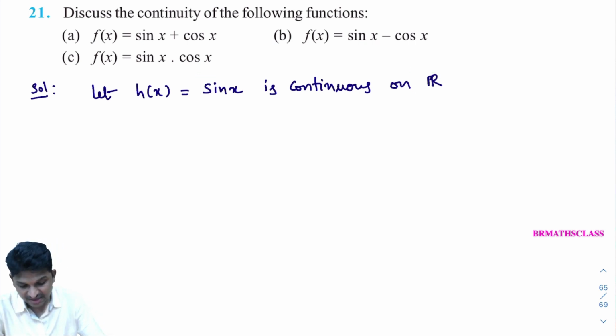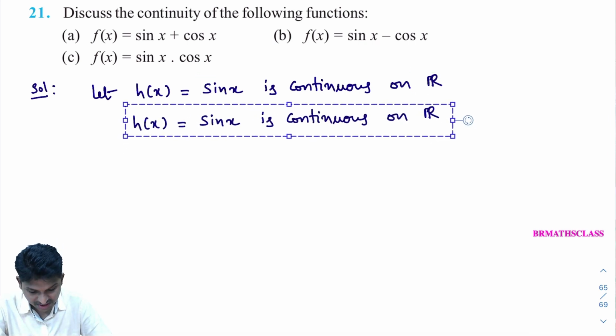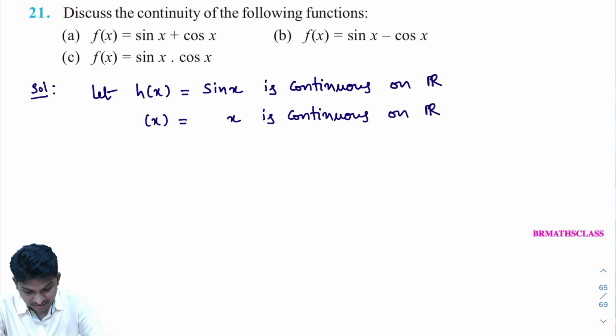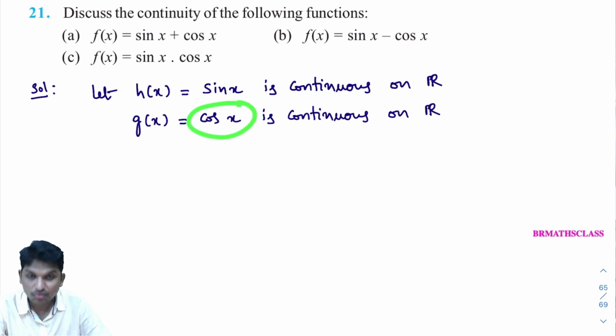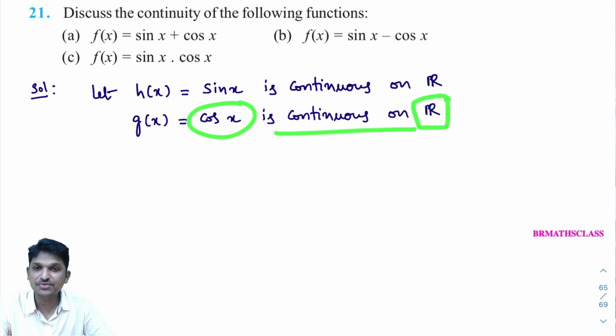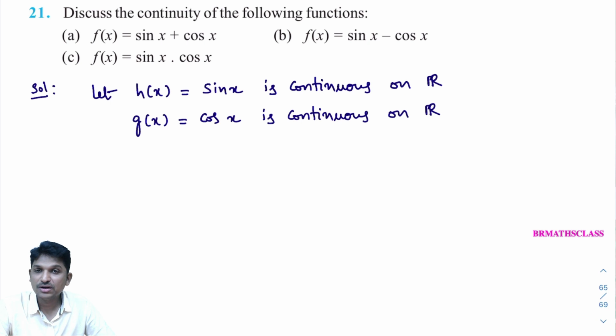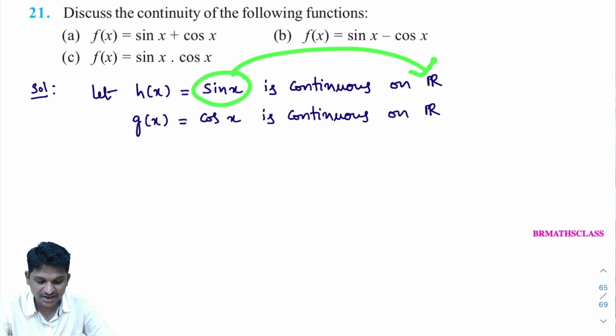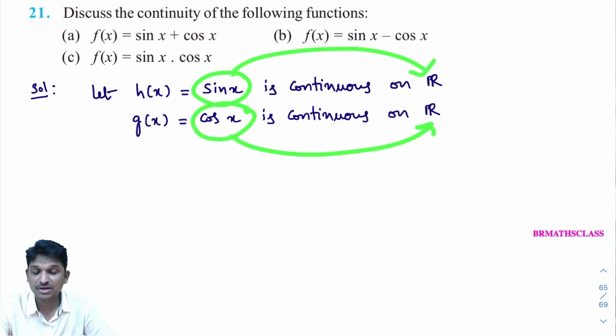Now I'll take g of x. What is g of x? I'll take g of x as cos x. What do you know about cos x? Cos x is continuous on its domain. What is the domain of cos x function? All real numbers. What the point is, you know that all trigonometric functions are continuous functions and sin x is continuous. What is the domain of sin x? All real numbers. Cos x is continuous function. What is the domain of cos x? All real numbers.